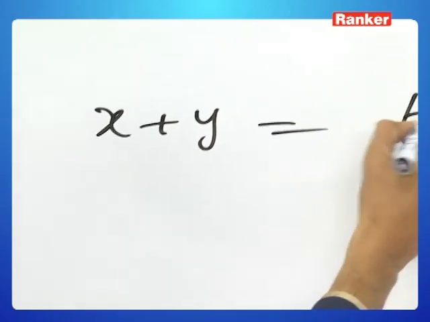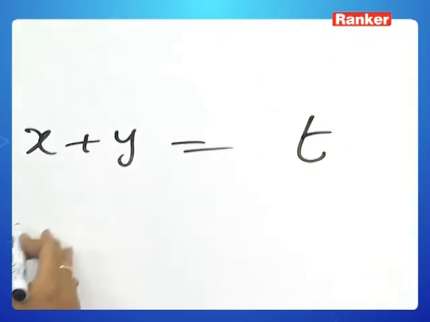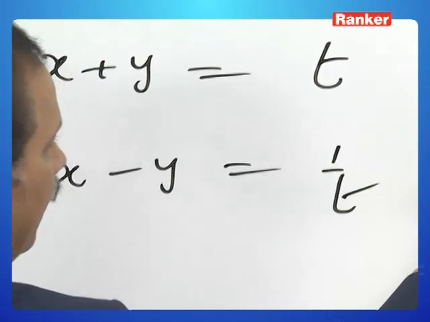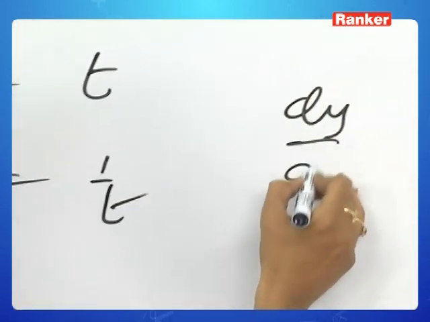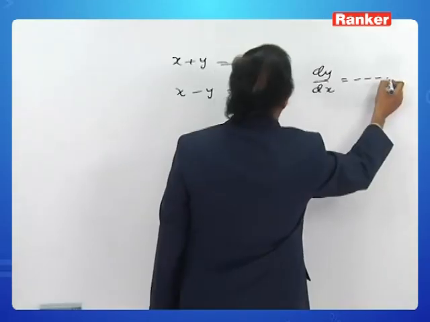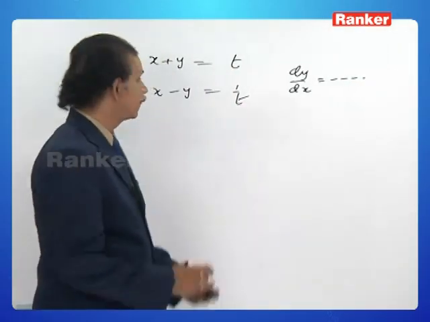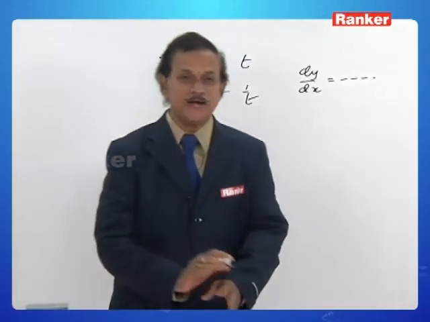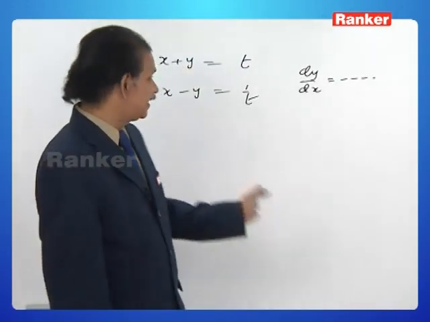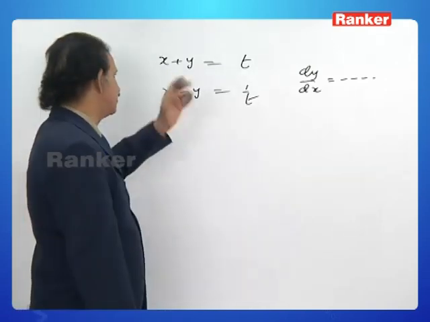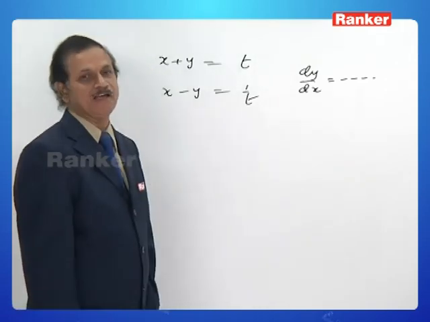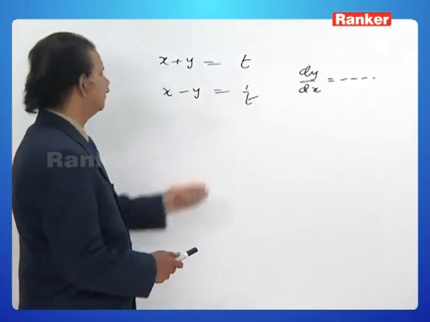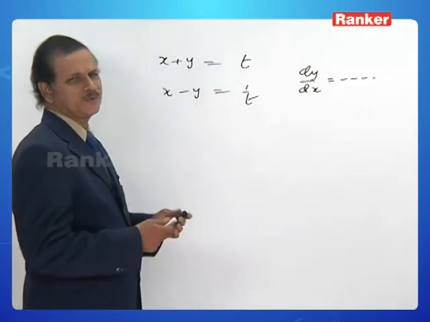x plus y is equal to t and x minus y is equal to 1 by t. Then dy by dx is equal to? In the previous case, we were given x and y individually. But here they are given as an implicit function, in a combination. We want dy by dx. How do we eliminate the unknown here?